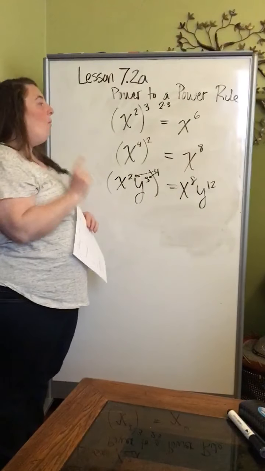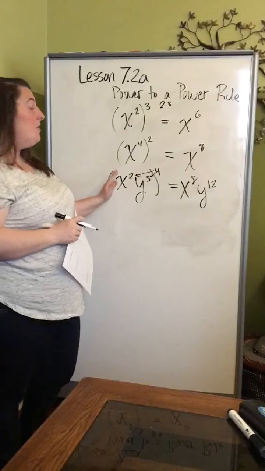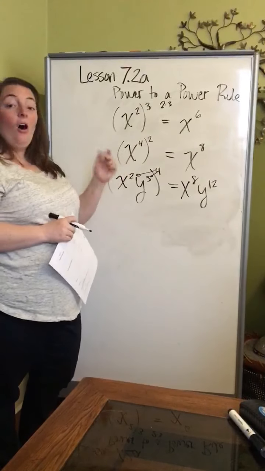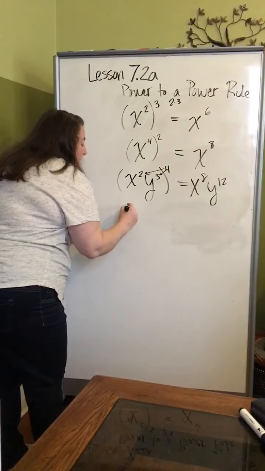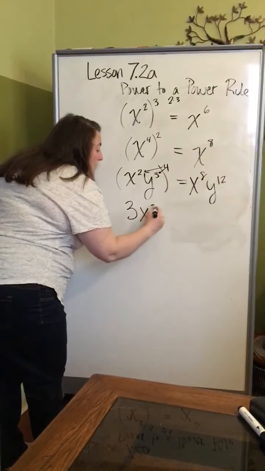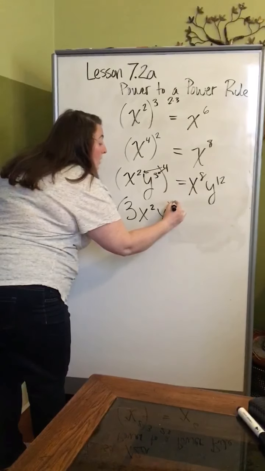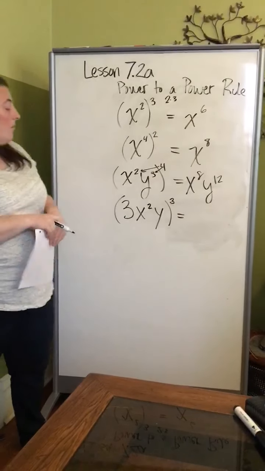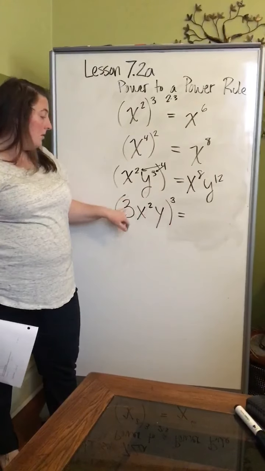Okay? One more thing. If there is a coefficient inside there, if there's a number that's not an exponent, okay, that also gets the power. So one more example. Let's do 3x squared y. I'll show you two things in one. All to the 3rd power. Okay. So now you have to think of it like 3 to the 3rd, okay?